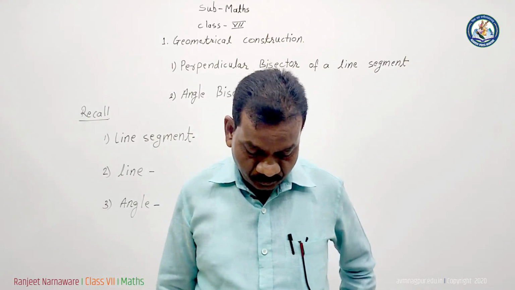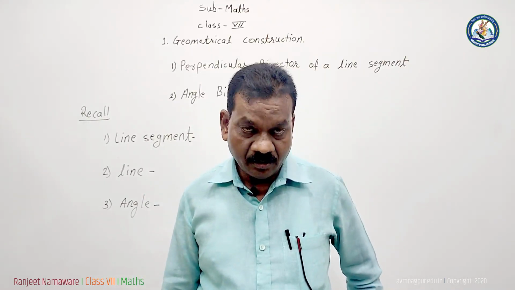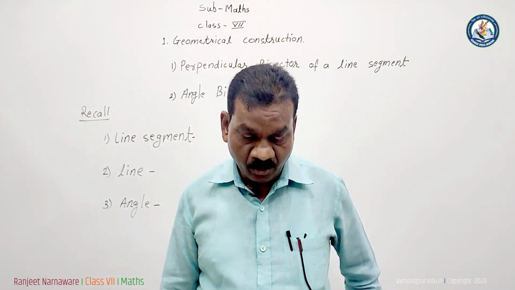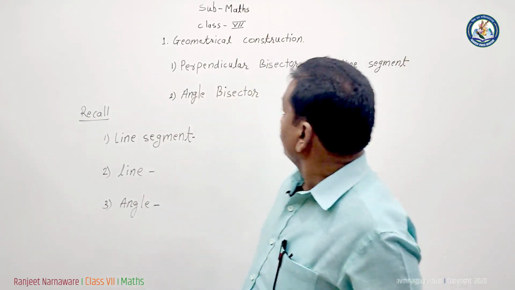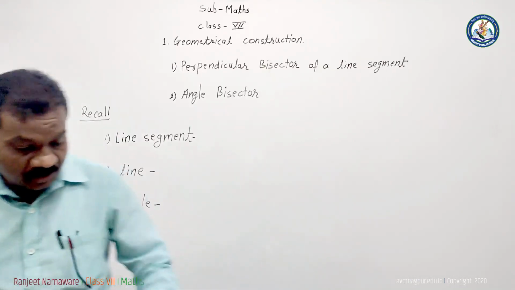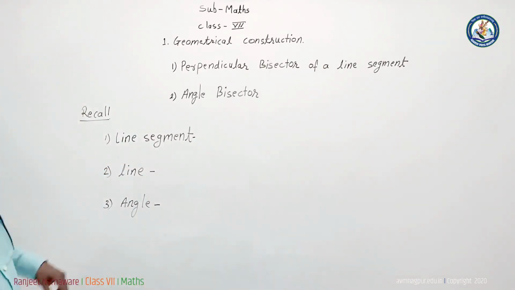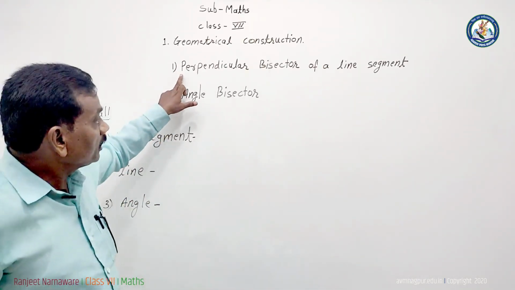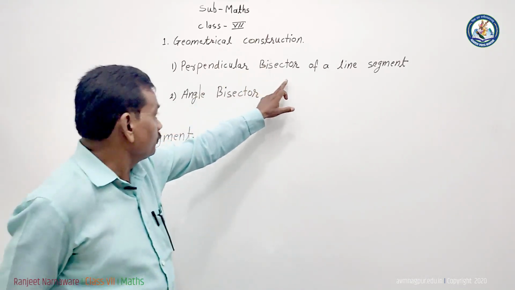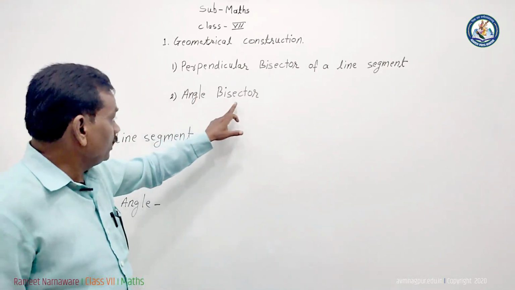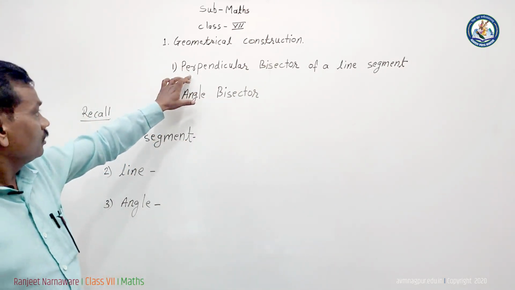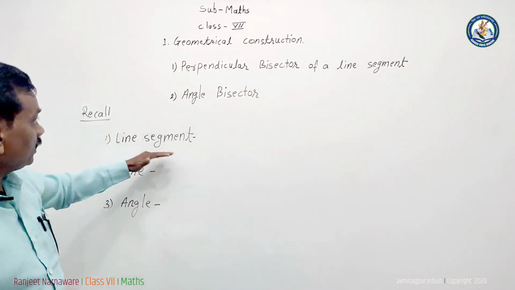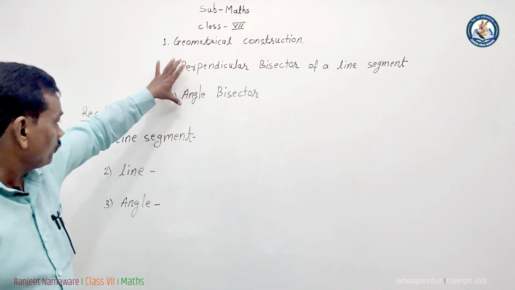Hello everyone. Our today's topic is the first lesson of class 7 geometrical constructions. In this lesson we are going to study the perpendicular bisectors of a line segment and angle bisectors. Before going to study this topic, let's recall the related topics to these two topics.